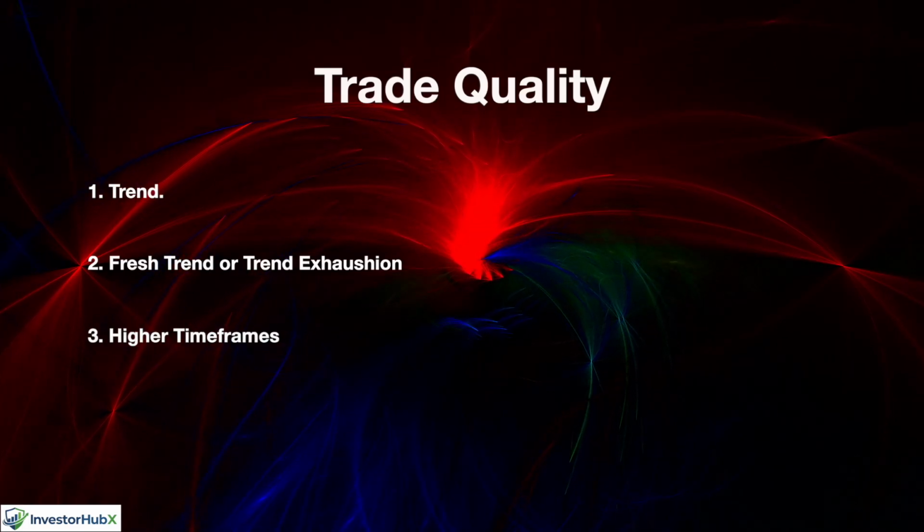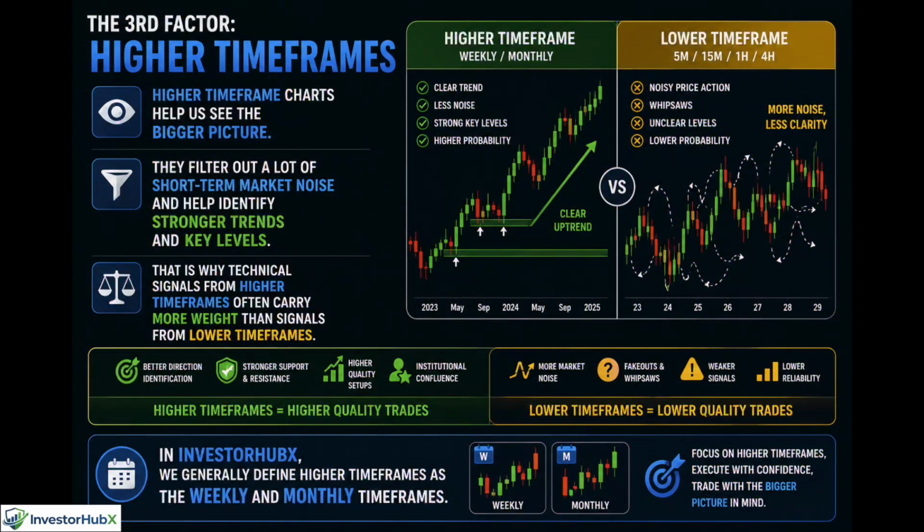The third factor is higher time frames. Higher time frame charts help us see the bigger picture. They filter out a lot of short-term market noise and help identify stronger trends and key levels. That is why technical signals from higher time frames often carry more weight than signals from lower time frames. In InvestorHubX, we generally define higher time frames as the weekly and monthly time frames.